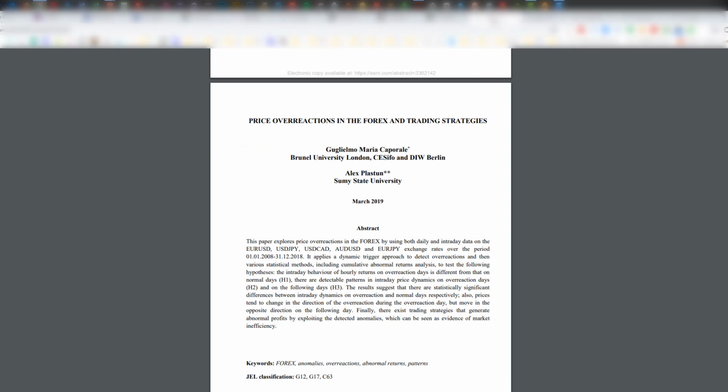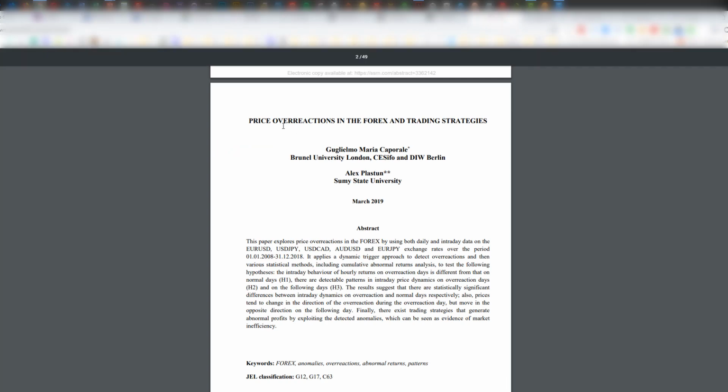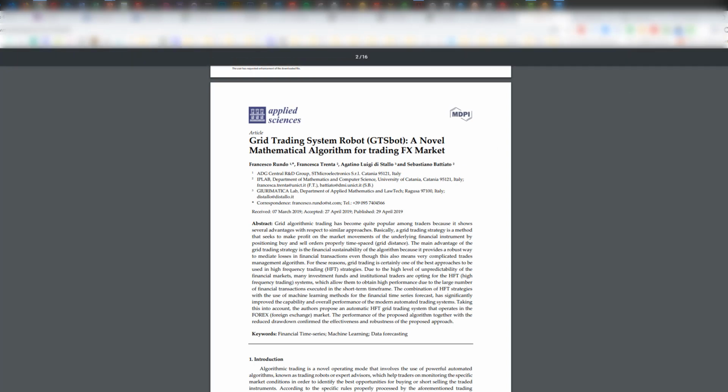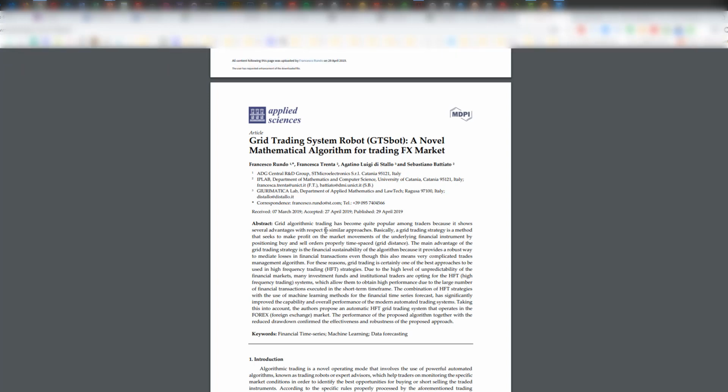And I'll share some documents that I'm reading. This one here is price overreactions in the Forex and trading strategies. This is a grid trading robot system. Like I said, I'll share things that go beyond the technical aspect of trading, but that inform it. Here's the big thing: a lot of times you'll see behavior in a chart, and you want to understand who's on the other side of that behavior. So doing this type of research on the markets themselves and the future of the markets is what we'll cover in the next video.